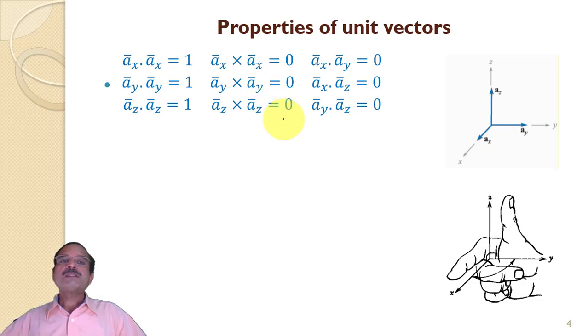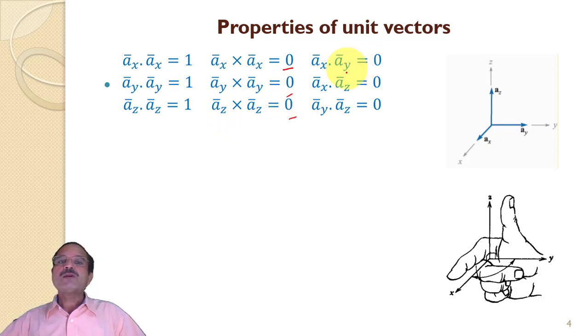Whereas the cross product of the vector with itself is equal to 0, because in this case theta is equal to 0. The cross product is the magnitude of the first vector multiplied by the magnitude of the second vector multiplied by the sine of the angle between those 2 vectors. So in this case, theta is equal to 0 and sine theta is 0, so the cross product is 0. In the same manner, ay cross ay is equal to 0, and az cross az is equal to 0.